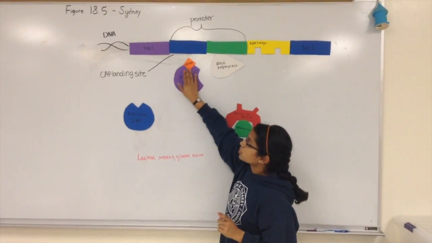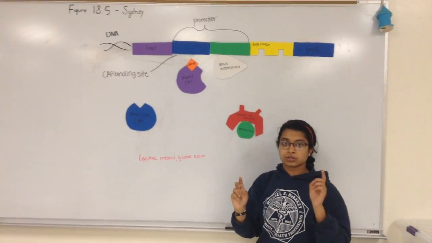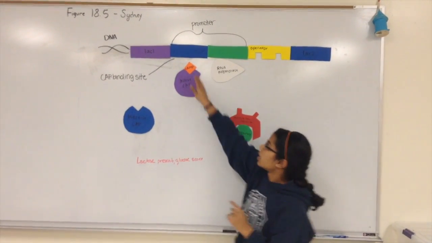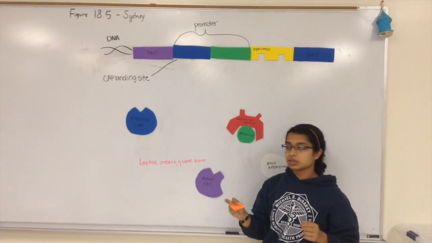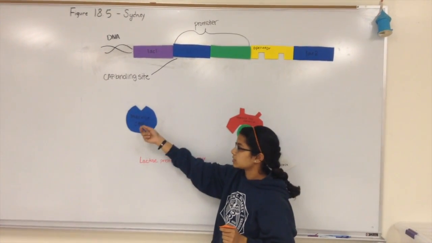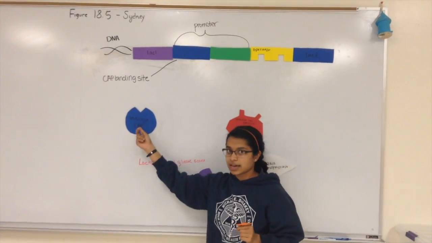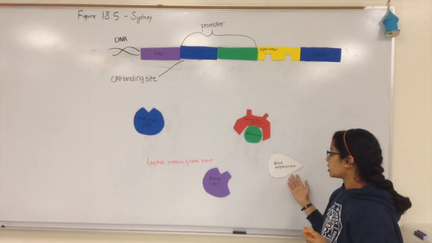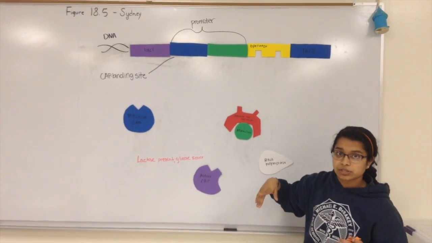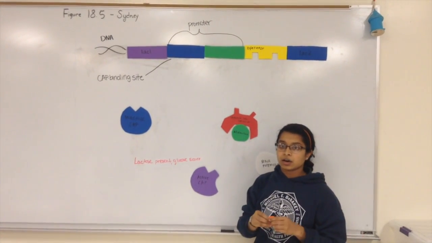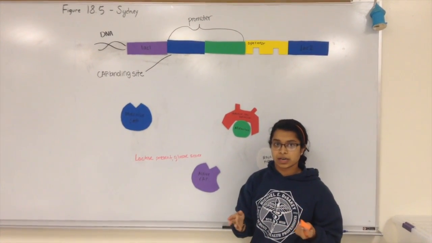However, if lactose is present and glucose is also present, the levels of cyclic AMP decrease, and so there's not enough to bind to the inactive CAP, which remains inactive. So RNA polymerase's affinity to bind to the lac operon also decreases, which means that only base levels of mRNA are produced.